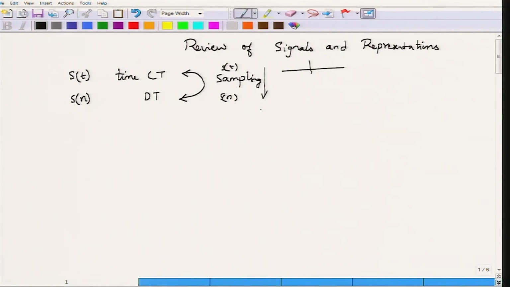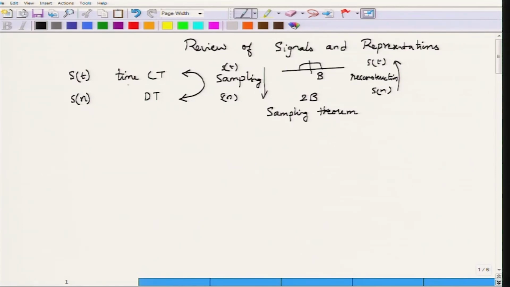I can go from S of n to S of t. So, this was the sampling process. I can go from S of n to S of t in what is called the reconstruction of the signal. Okay. So, this relationship between sampling rate and bandwidth, if S of t is band limited to B hertz, then I need to sample at least at twice the rate of B, is called the sampling theorem. So, the sampling theorem tells us how to go from the continuous domain to the discrete domain.